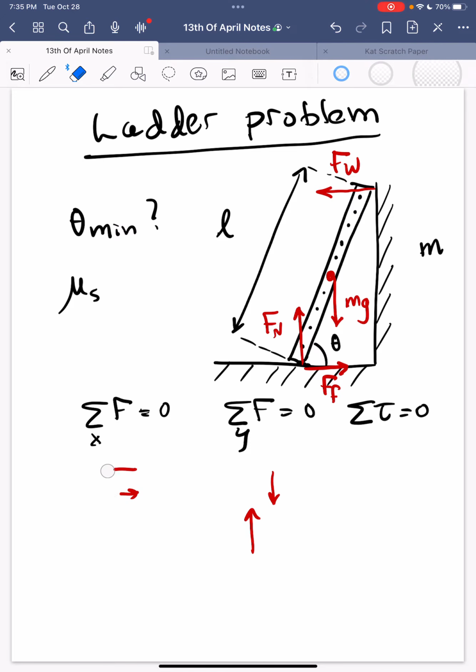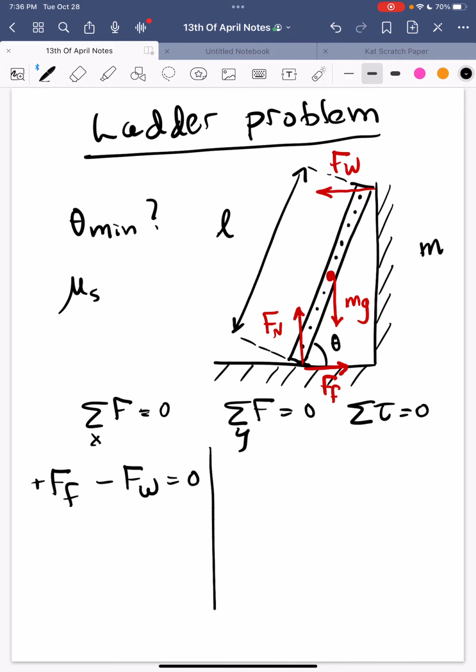And now we want to write equations to work these guys out. So let's do it. In the x direction, we're going to have this. The force of friction will be positive, and the force of the wall will be acting in a negative direction, and the sum of them must equal 0. So that's a valid equation in the x coordinates. In the y coordinates, we're going to have this. We're going to have the normal force going up, and we're going to have mg going down. And that has to equal 0. So for right now, we're going to hold off on the torque, and we'll just look at these equations.